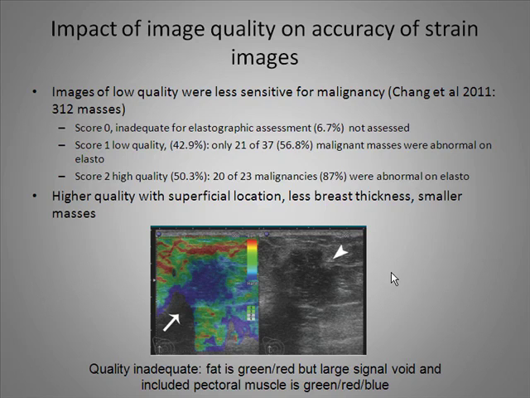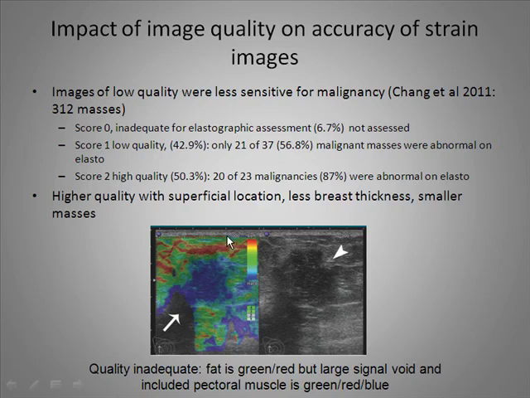And at the bottom of the screen is an elastogram which was considered non-diagnostic. The subcutaneous fat is indeed red and green, which is appropriate, but the pectoral muscle, which is immediately posterior to this irregular mass, is displayed in varying shades of red, green, and blue, which means that the elastogram may not be entirely appropriate of all of the tissue. In addition, there's a large signal void at the bottom left-hand corner of the image. Now, the mass itself is irregular and highly suspicious, and there is no question that it needs to be biopsied. But in a more equivocal case, this could affect your ultimate diagnosis.